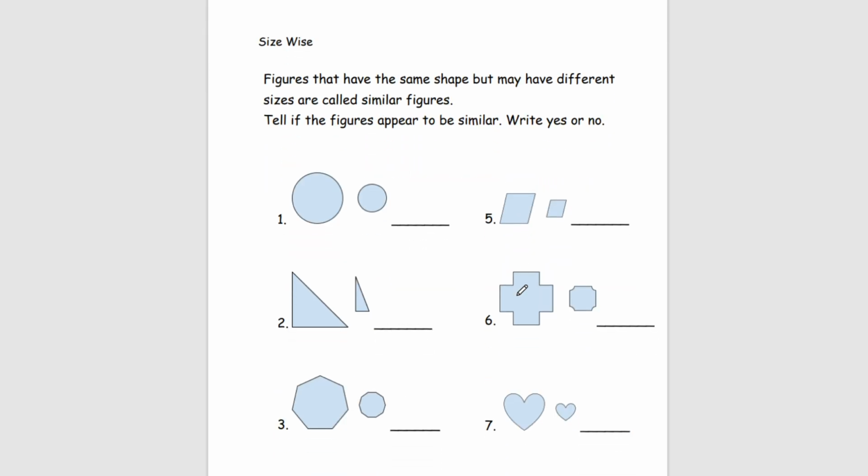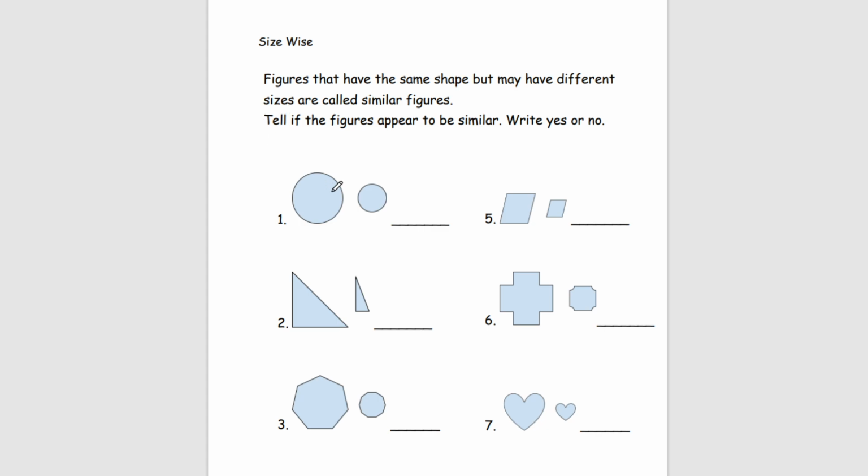For this page, we're looking at size-wise, and what it tells us is that figures that have the same shape but different sizes are called similar figures. Tell if the figures appear to be similar, yes or no. So basically, we're trying to see whether, even though they're not the same size, they have the same shape, which is why they're similar figures.